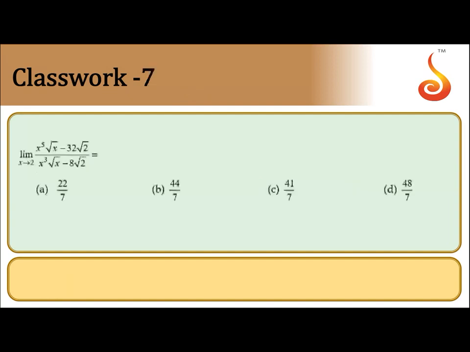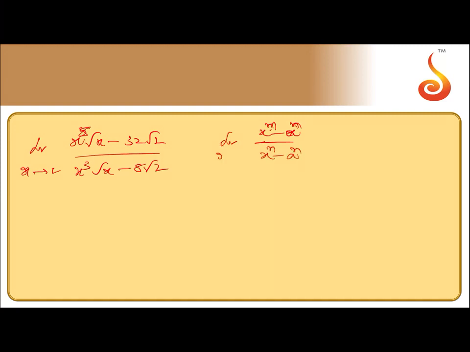Coming to the 7th one, which is in the form of (x^n − a^n)/(x^m − a^m). Find the limit as x tends to 2 of (x^5 √x − 32√2)/(x^3 √x − 8√2). There is a formula: the limit as x tends to a of (x^m − a^m)/(x^n − a^n) is equal to (m/n)·a^(m−n).